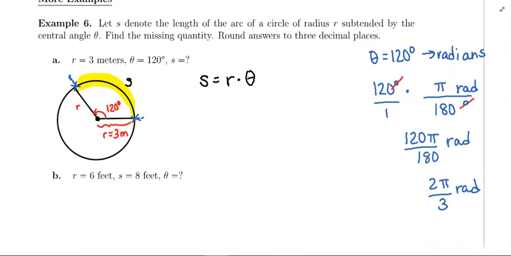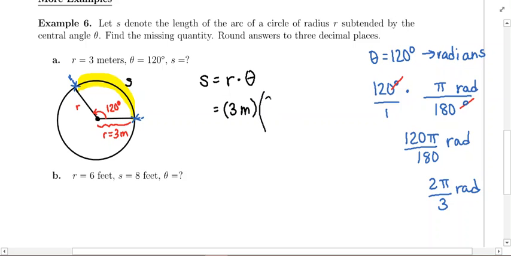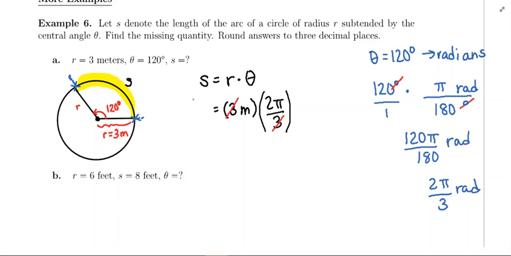Okay, so now we can go back to our formula and we can plug in this angle. We're going to get the radius, which is 3 meters, and I'm going to go ahead and put the units here. 3 meters times 2 pi over 3 radians. Remember, you can write radians, but essentially radians are unitless. So we just need to multiply these numbers together. If you notice there's a 3 in the numerator and a 3 in the denominator, those cancel, and so you are left with an arc length of 2 pi meters.